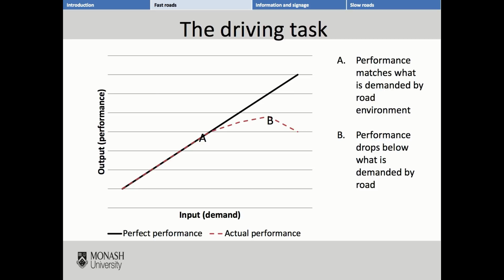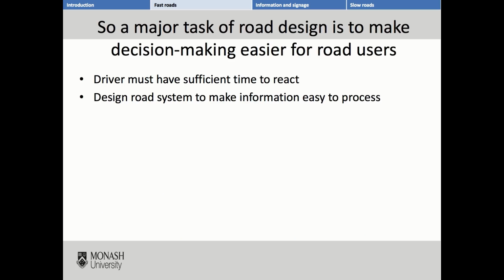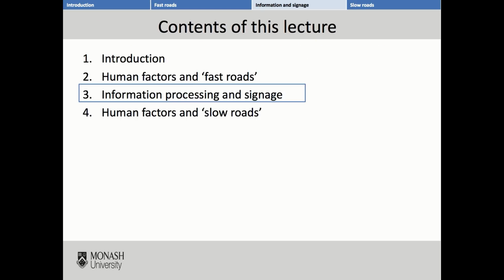And this is what happens in high-performance sports. Task shedding occurs when the demand is too high, and we start to shut down various parts of our mind. The mind does it automatically in order to process what it believes is the most important stimuli. So a major task of road design is to make the decision-making easier for all road users, remembering the most important stimuli might be the kids in the back of the car that are fighting. So we need to make sure that things are as easy as possible to deal with.